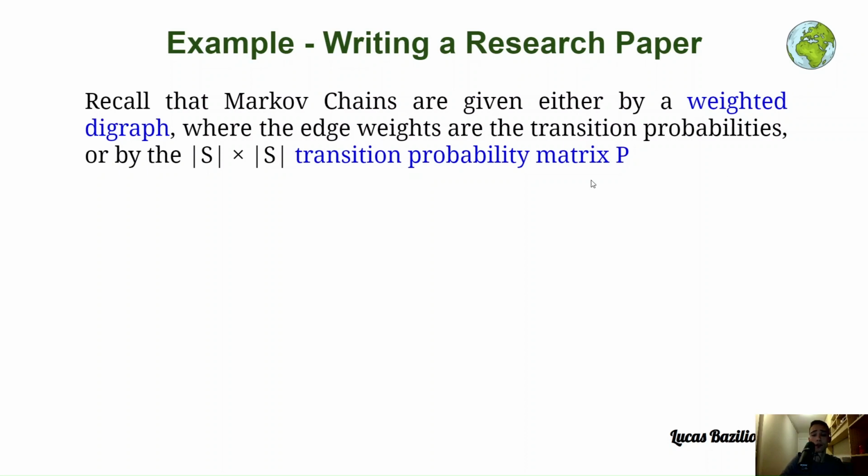transition probabilities. If I have an edge from the node A to the node B, with a weight of P, this means that from the state A, we will go to the state B with probability P. So a Markov chain can be given with its graph representation, and it can also be given by its transition probability matrix P, which is a square matrix in which the number of rows and the number of columns are equal to the number of states that we have in the Markov chain.